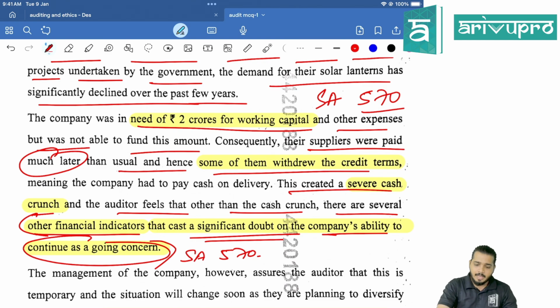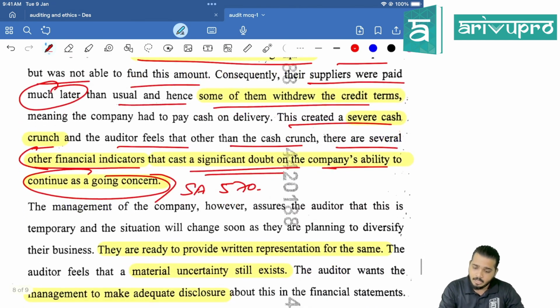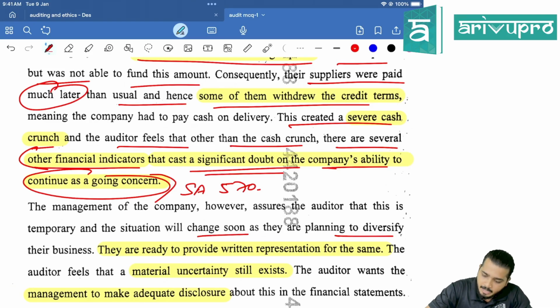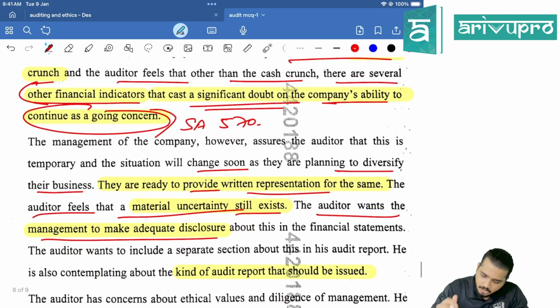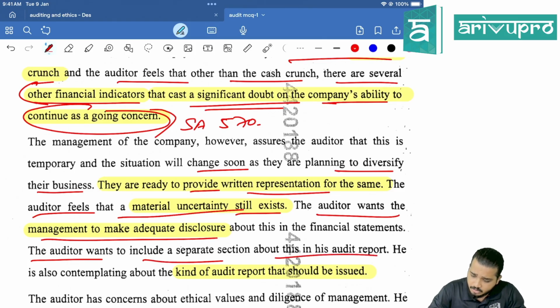The management of the company, however, assures the auditor that this is temporary and the situation will change soon as they are planning to diversify their business. They are ready to provide a written representation for the same. But still, the auditor feels that the material uncertainty exists. The auditor wants the management to make adequate disclosure. The auditor wants to include a separate section about this in the audit report.